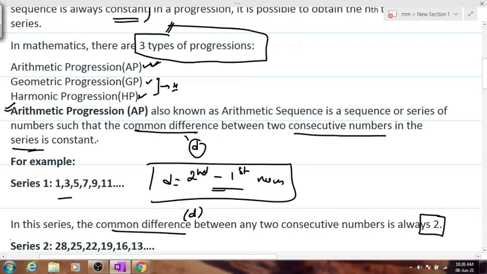So now, can anyone tell me, looking at series number 2, which is right at the end of your screen, what is the common difference d? Sir, minus 3. Very good. It's minus 3, because I told you it's the second number minus the first number. So out here the second number is 25 minus 28, is how much? Minus 3. Clear? Now kindly copy this down also.